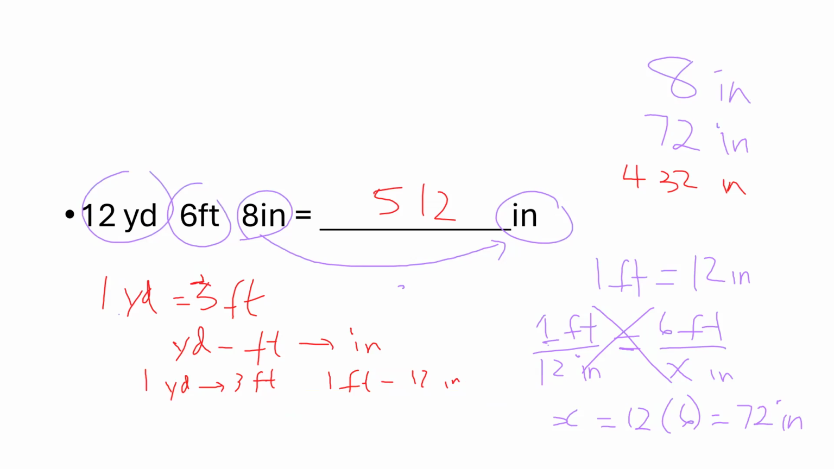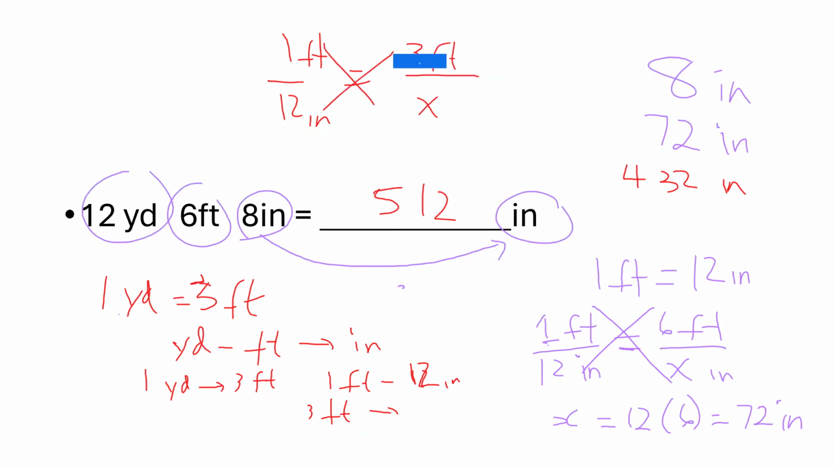Okay. So you could see where we got the 36 from, that if you have 1 yard, that should give you 3 feet. So 3 feet, changing that to inches, you're doing 1 foot over 12 inches equals, I'm trying to change 3 feet, so 3 feet and then X inches, cross multiply. 1 times X is X, and then 12 times 3 is 36 inches. And that is why a yard is 36 inches.